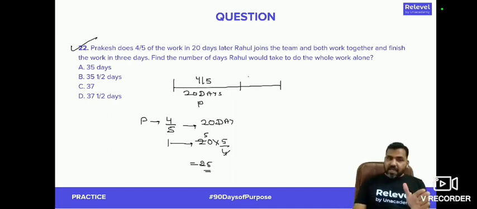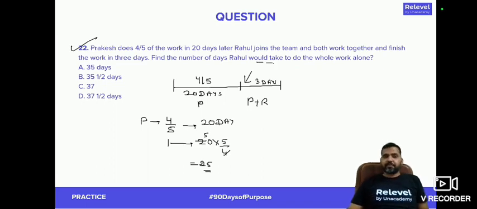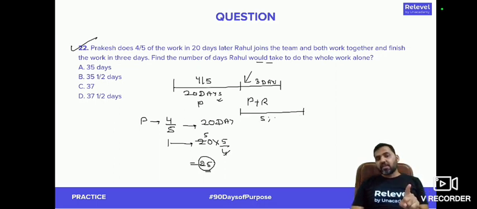But it says that at this moment Rahul joins. That means now Prakesh and Rahul both are working, and they finish the work in 3 days. We are supposed to find the number of days Rahul would take to do the whole work. Prakesh would have needed 5 more days alone to finish the work, but with the help of Rahul, he is doing it in 3 days.